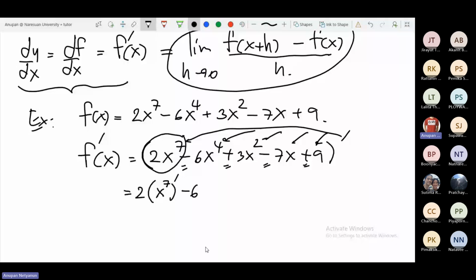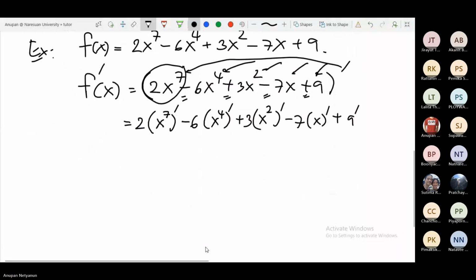So you only need to take derivative of x to the power of 4. Same as this, 3 can come out. So take derivative of x squared. Same as this, and negative 7 comes out. Take derivative of this. And this guy, it's a constant. You don't have to pull out 9, right? Because we have a formula for taking derivative of a constant.